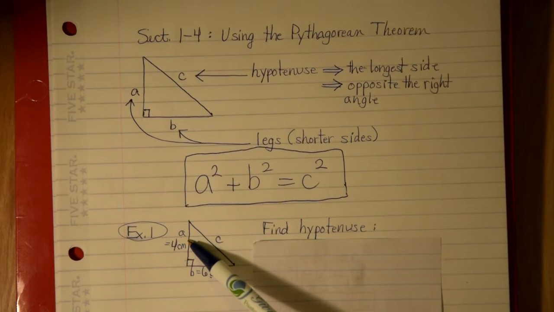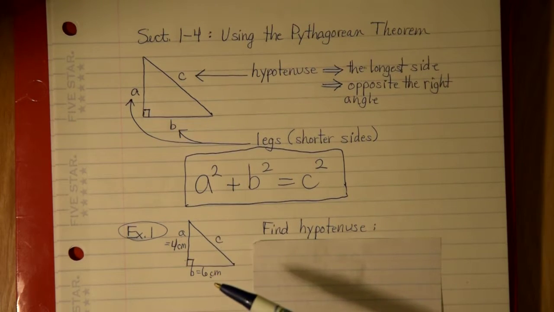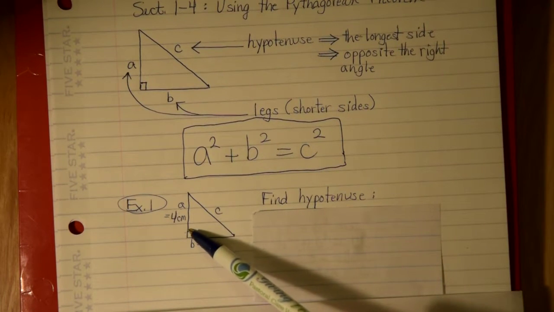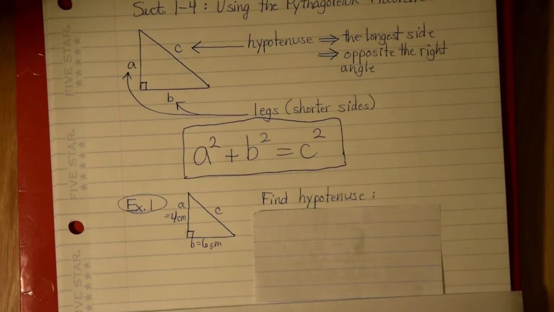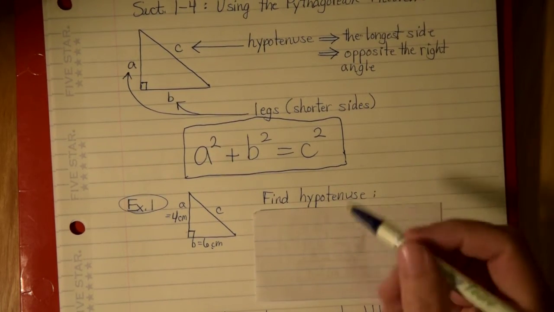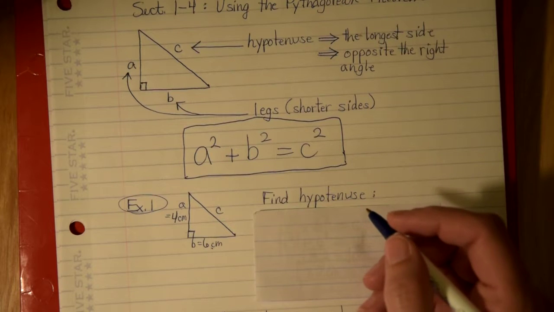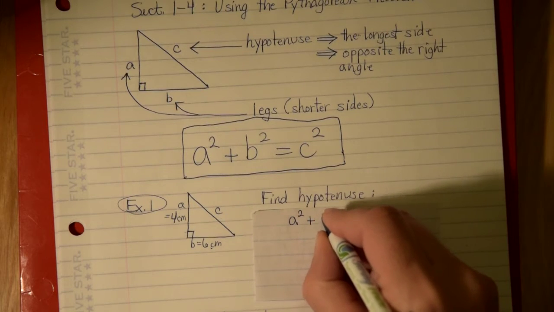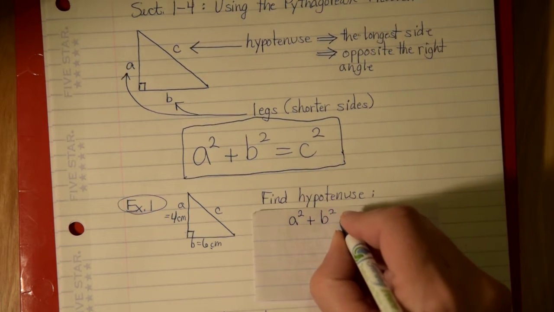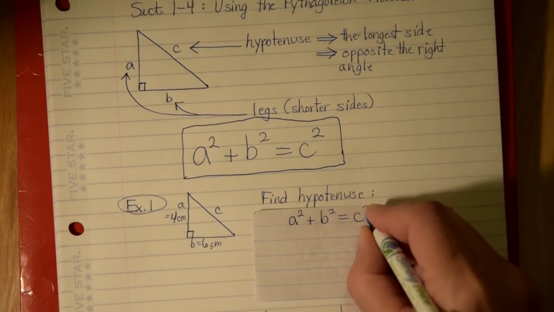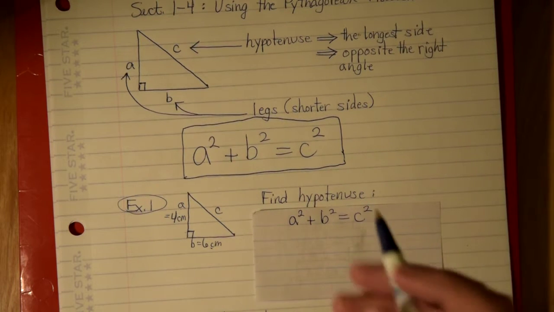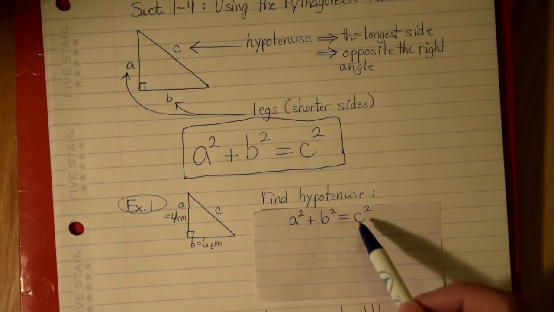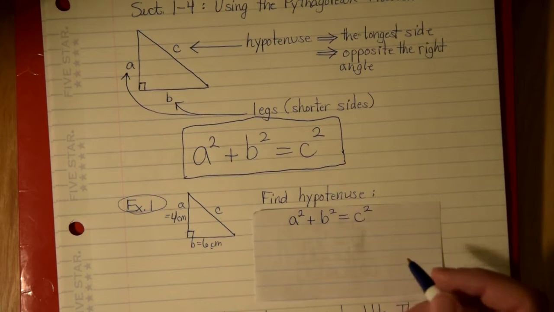So in this case, side A is 4 centimeters. Side B is 6 centimeters. Label where C is, and then draw the little box for the right angle. Then the next thing I want you to show me in terms of your work is the formula. So you're going to write the formula each time. A squared plus B squared equals C squared. And this says basically that the sum of the squares of the legs equals the square of the hypotenuse.